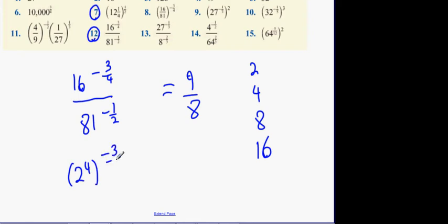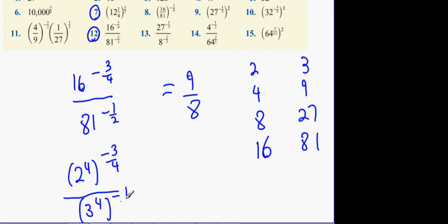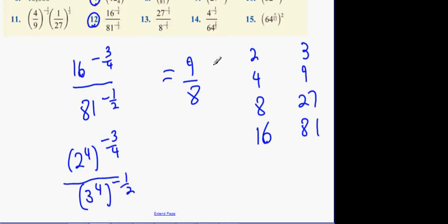Okay? Next one, 81. 3 to the power 1, 3. 3 to the power 2, 9. 3 to the power 3, 27. 3 to the power 4, 81. So that's 3 to the power 4, all to the power minus a half. Now guys, remember the answer is 9 over 8. I have to figure out what 9 over 8 is.